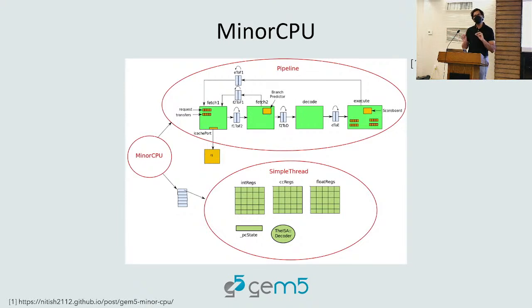But the names of the stages might be a little bit confusing sometimes, because the decode stage is not really decoding anything. It's mostly for bookkeeping. The real decoding is really happening in the fetch two stage of MinorCPU. So just wanted to make sure that if you're looking at the code, you are not totally confused by it. So the naming might be a little bit off.